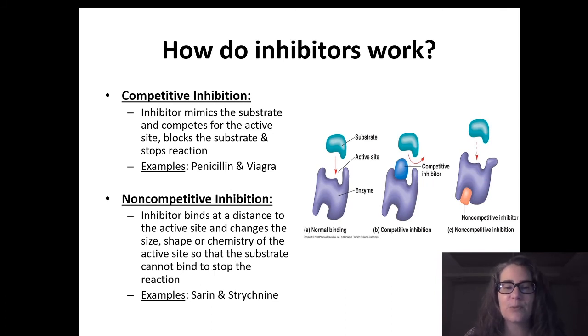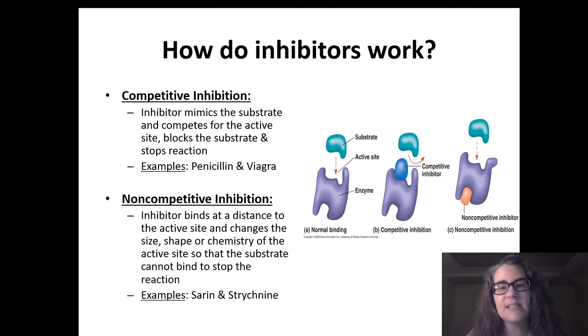So how do inhibitors work? In competitive inhibition, the inhibitor is going to mimic the substrate in size, in chemistry, in the way that it fits in that active site. The inhibitor is going to compete for the active site and block the substrate from being able to bind. And if you block the substrate, you stop the reaction. I'm showing a regular reaction with the substrate in A here. And then this is showing in B, competitive inhibition, where you have two things competing for this active site. This competitive inhibitor, if it binds first, will block the substrate and then the reaction stops working.